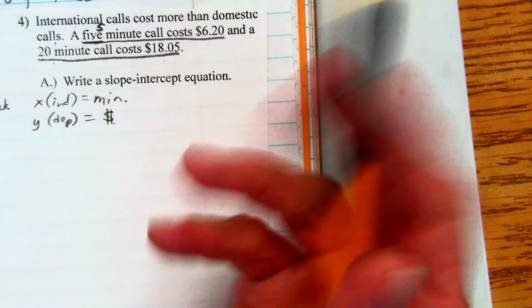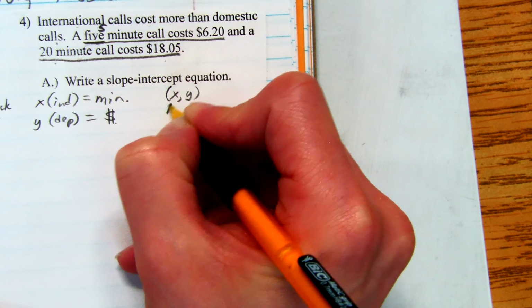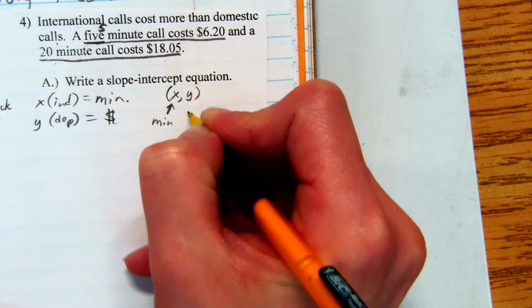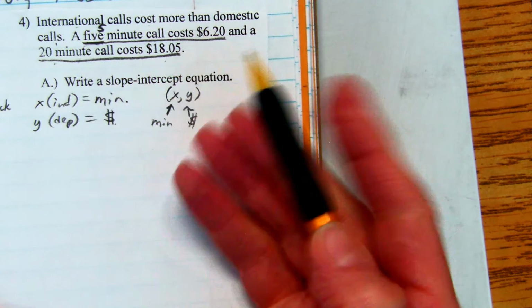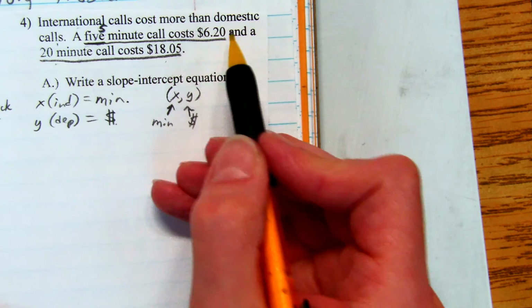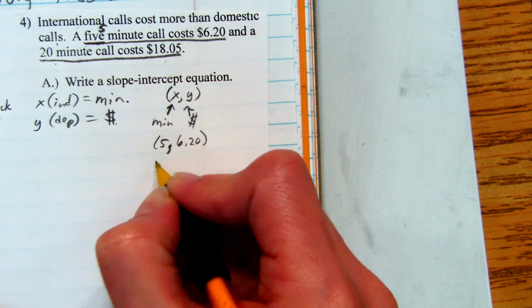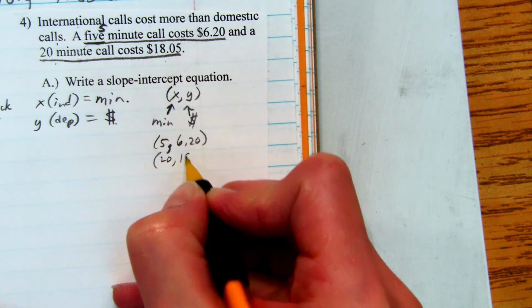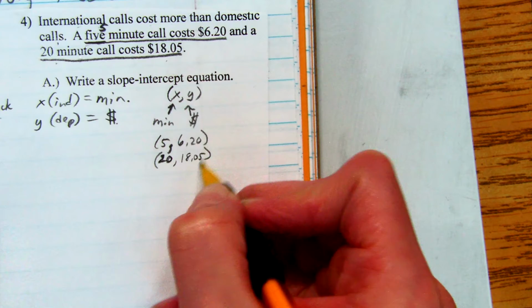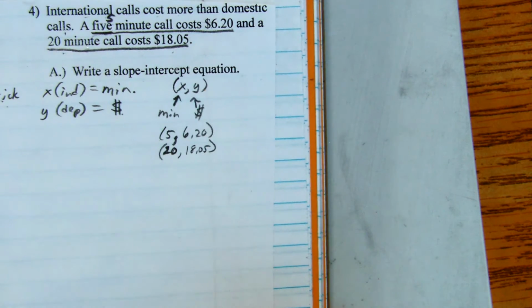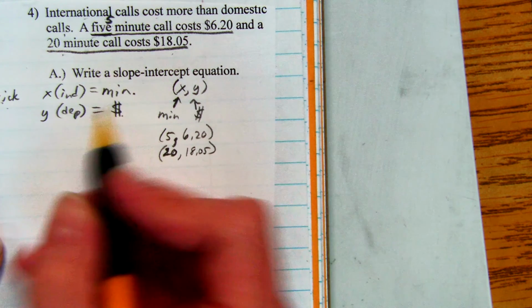I don't have a slope. I don't have a rate in here anywhere. So I'm just going to think about my points, X, Y. X is your minutes, and Y is your dollars. And so we're going to end up with 2 points here. They give us 5 minutes is 6.20, so (5, 6.20). And then they give us 20 minutes goes with 18.05. So when they're giving you pairs of information, that's when you're going to have 2 points. And so we're going to have to find the slope before we can put stuff into that equation.